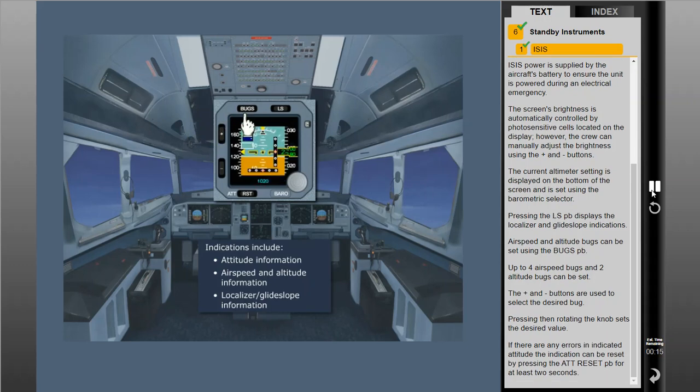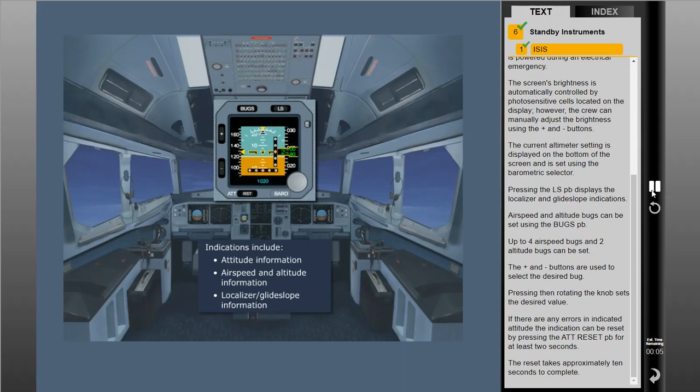If there are any errors in indicated attitude, the indication can be reset by pressing the Attitude Reset push button for at least 2 seconds. The reset takes approximately 10 seconds to complete.